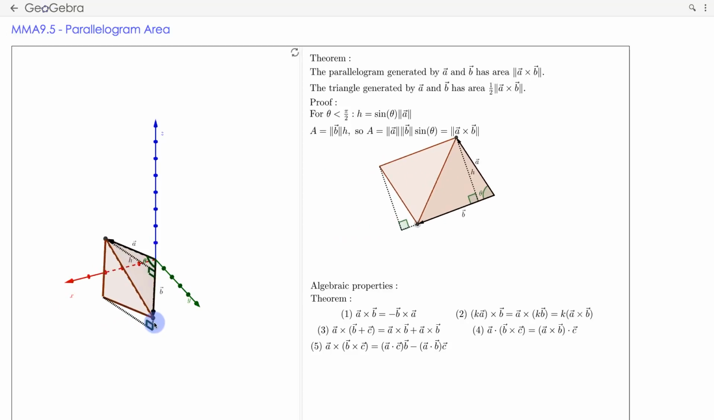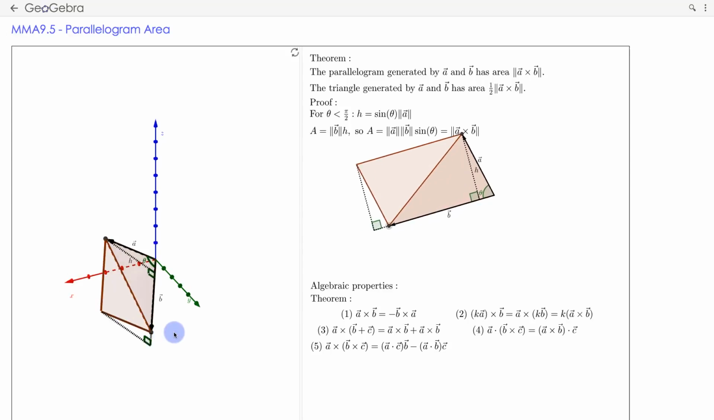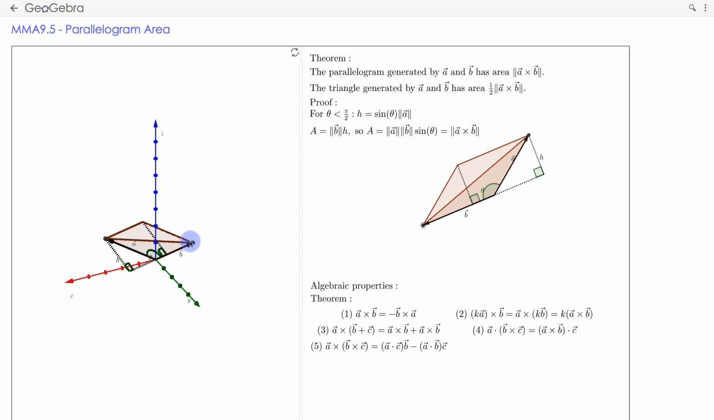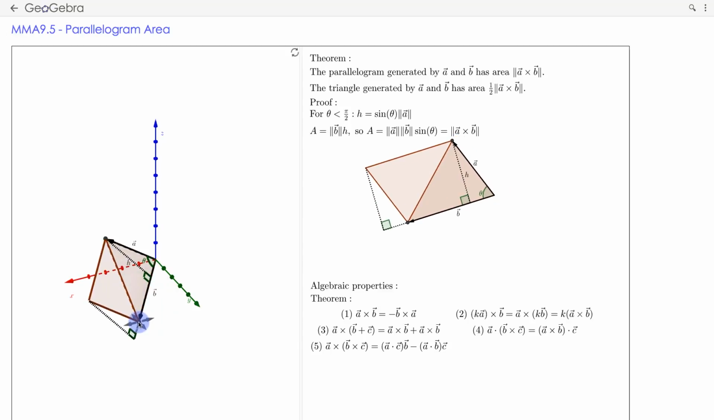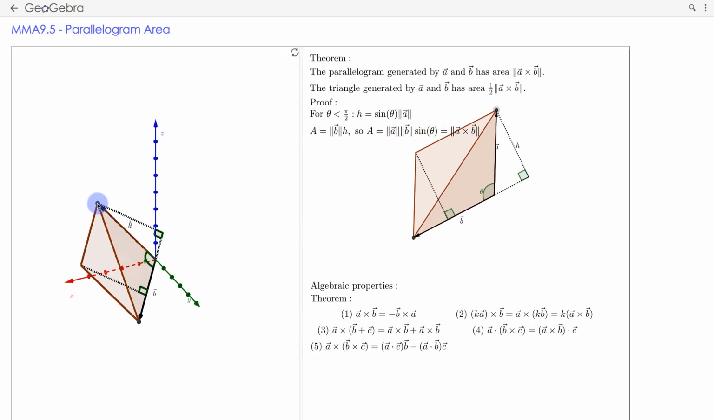So here you have two vectors, right? Right now I'm moving my A vector around. I can also move my B vector around. And they form what is called a parallelogram, right? This is this shaded area. So the parallelogram generated by these two vectors has the area equal to the length of the cross product.